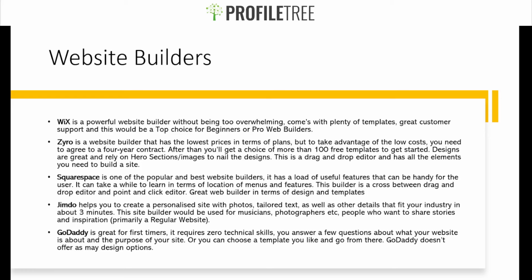Next, we've got Squarespace, which is one of the popular and best website builders. It has a load of useful features that can be handy for the user. It can take a while to learn in terms of location of menus and features. This builder is a cross between a drag and drop editor and a point and click editor. Great web builder overall in terms of design and templates. Next we have Jimdo, which helps you to create a personalized site with photos, tailored text, as well as other details that fit your industry in about 3 minutes. This site builder would be used for musicians, photographers, people who want to share stories and inspiration. So this is more or less a regular website.